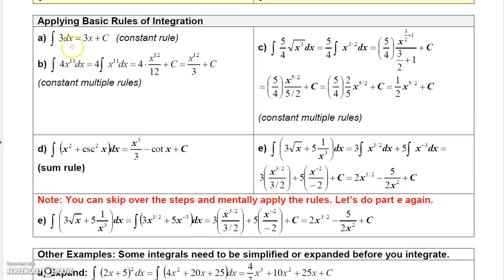So here are some basic rules of integration, and you can just read over these. This applies the constant rule. This applies the constant multiple rule, and this one also applies the constant multiple rule.